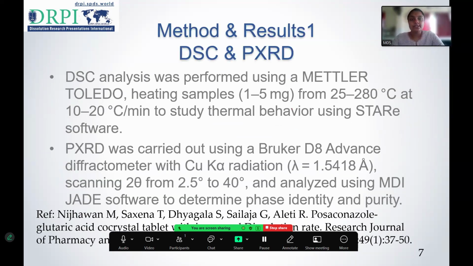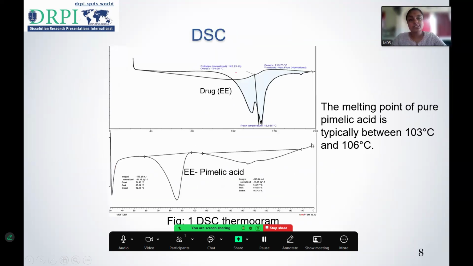Next, DSC and PXRD. DSC and PXRD studies were performed to characterize the formation of the co-crystal. Here are the results of the DSC. Here we can observe the DSC graph of the pure drug and co-crystal. The pure drug shows a sharp endothermic peak at 162.85 degrees Celsius, whereas the melting point of the pure pimelic acid lies between 103 to 106 degrees Celsius.